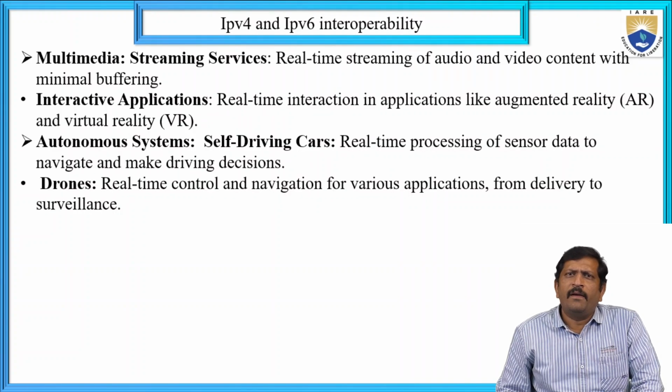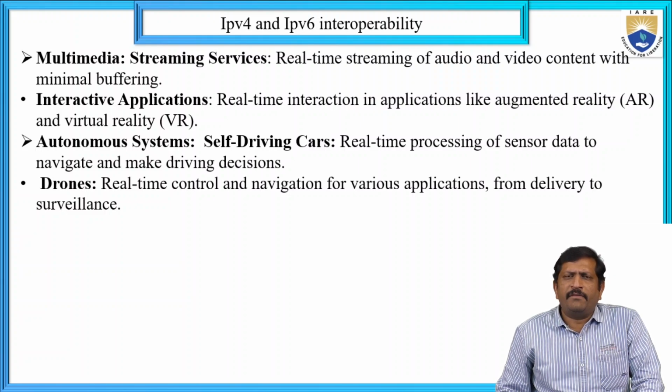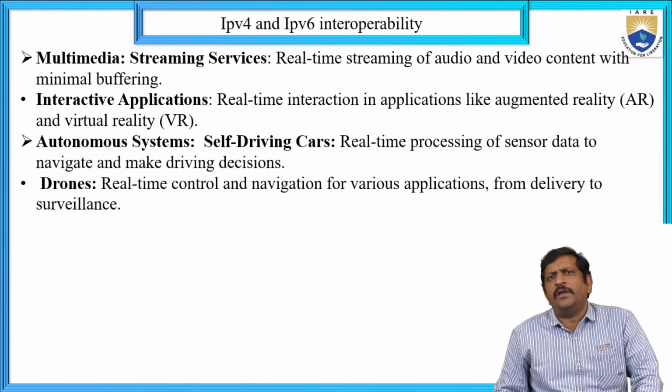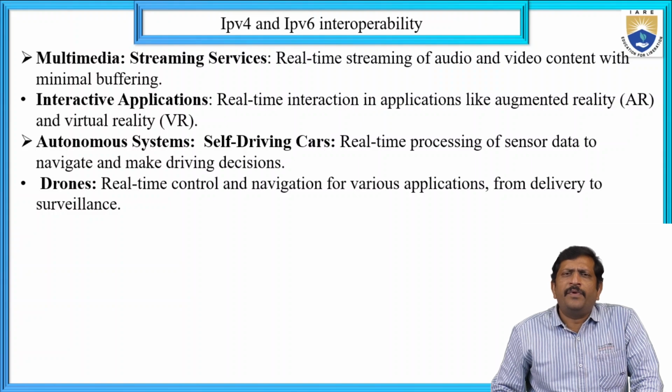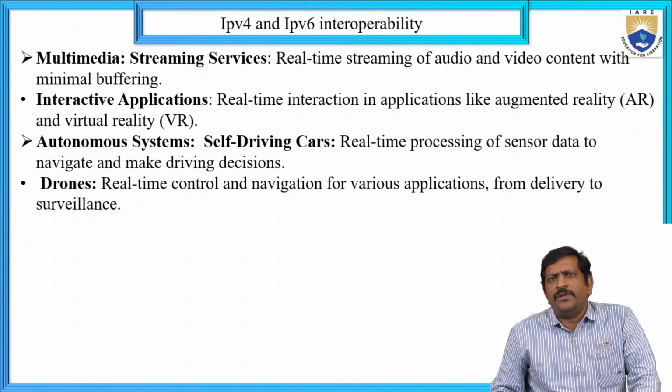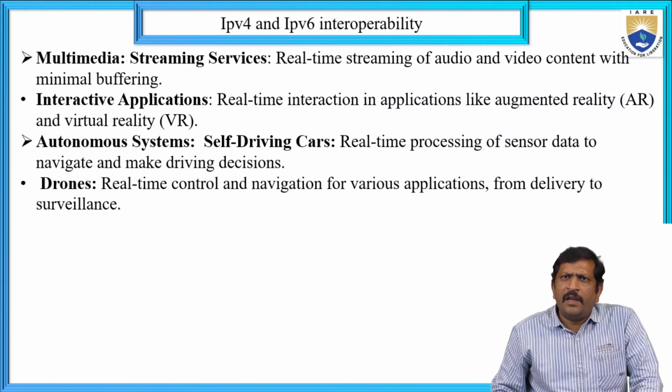And multimedia. Multimedia is a streaming service, real-time streaming of audio and video content with minimal buffering. For content buffering purposes we can use multimedia, that is, streaming services for audio and video. And interactive applications. The meaning of interactive applications is real-time interaction in applications like augmented reality and virtual reality.